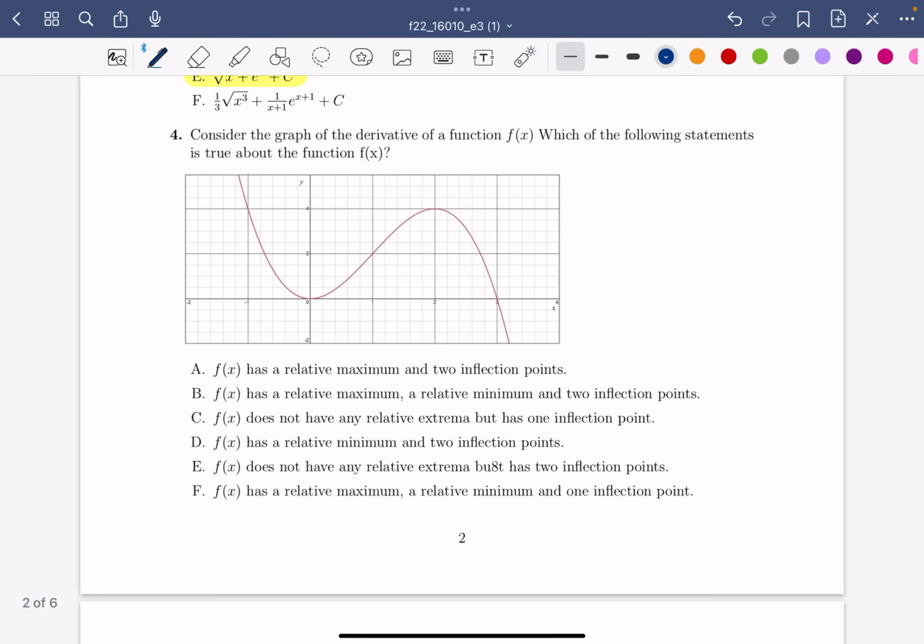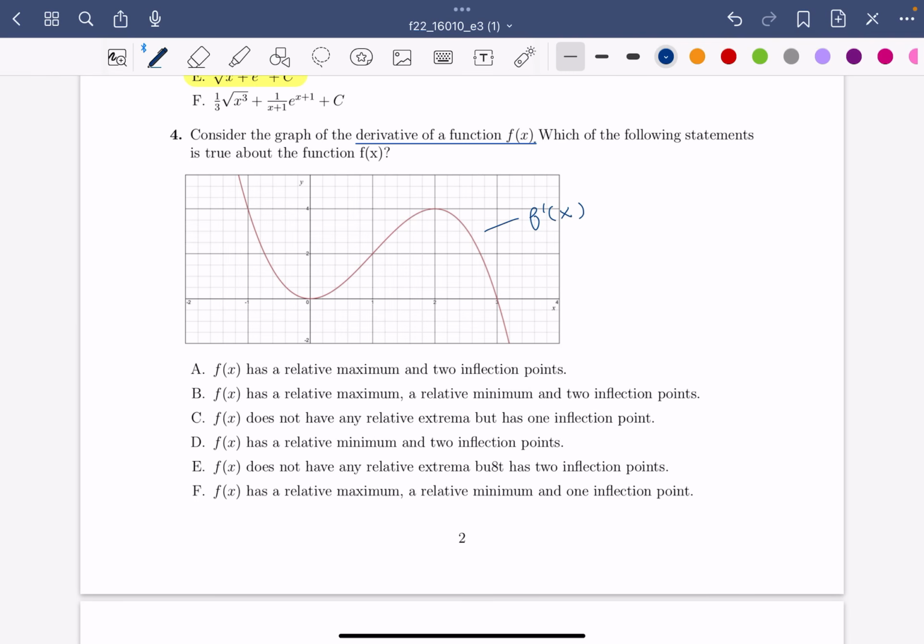Number 4, consider the graph of the derivative of the function f of x. Which of the following is true about the function f of x? If you look at this statement again, it says the derivative of the function f of x, which means that this graph is actually f prime of x. This is important because that completely changes our interpretation.